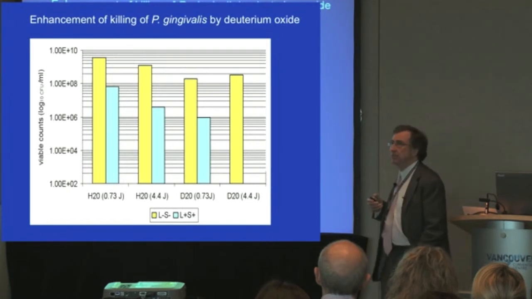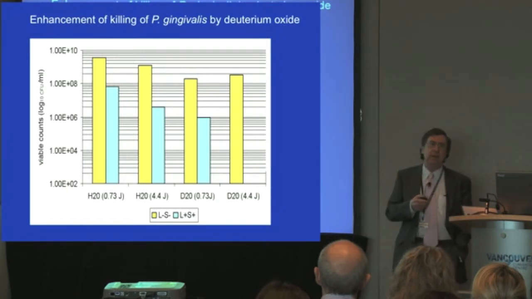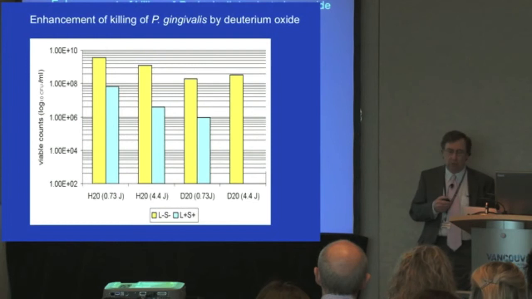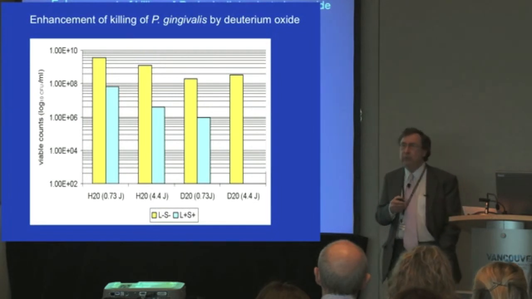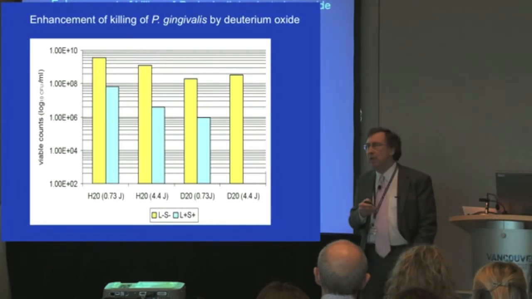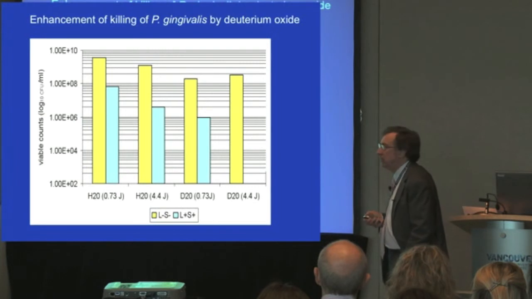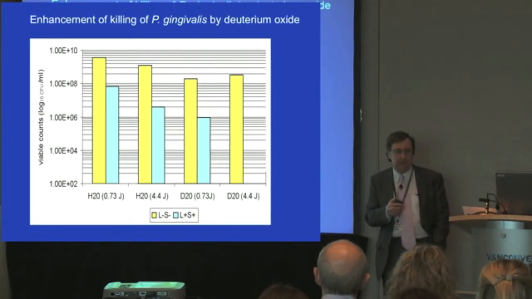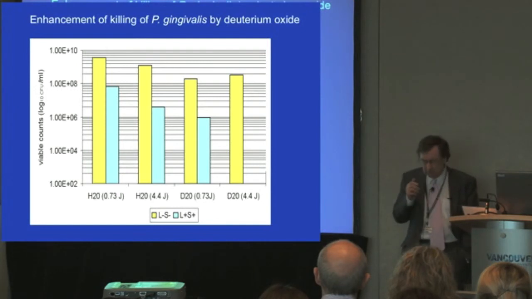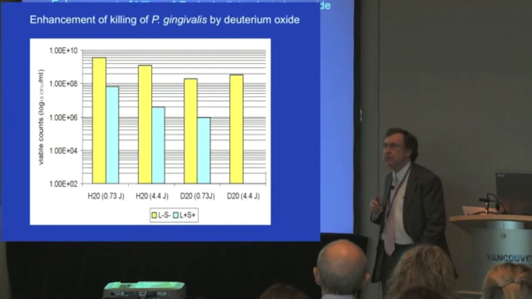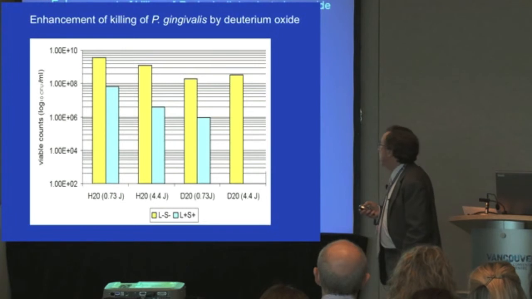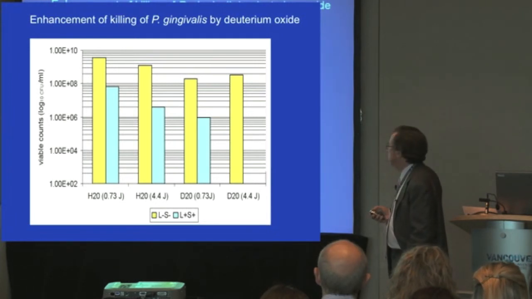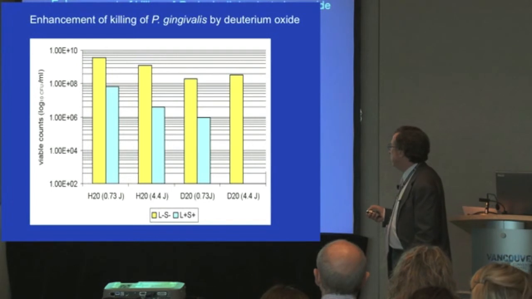If the mechanism, as we've proposed, is by singlet oxygen and or other radicals, then we should be able to get increased kills by carrying out the experiments in deuterium oxide. Deuterium oxide extends the lifetime of singlet oxygen. So if singlet oxygen is involved, we should certainly get increased kill in deuterium oxide. And you can see these experiments here.